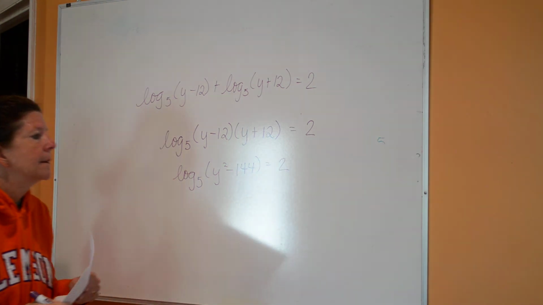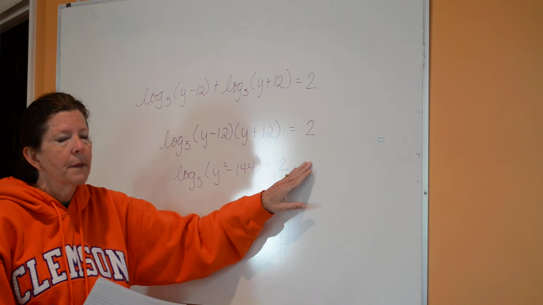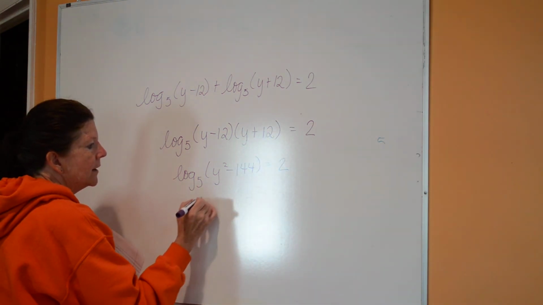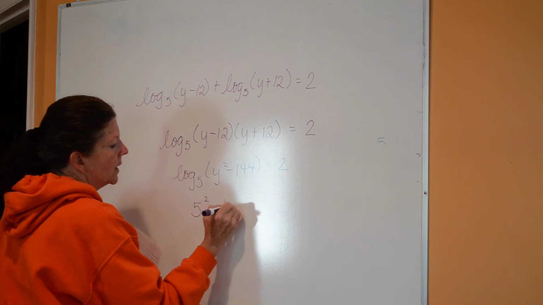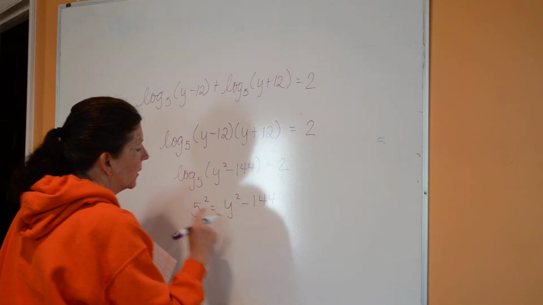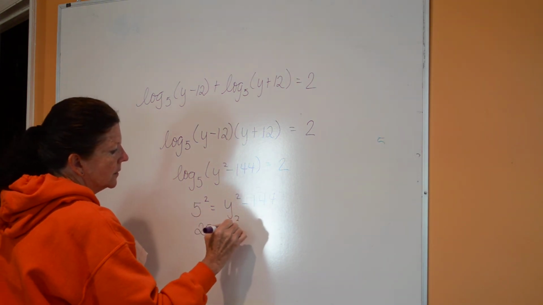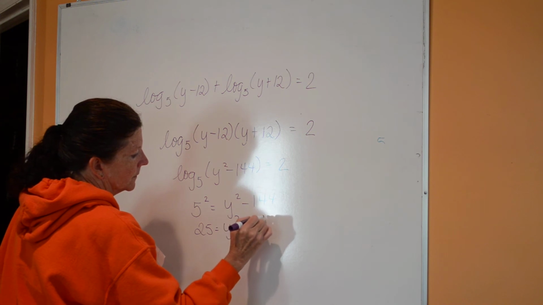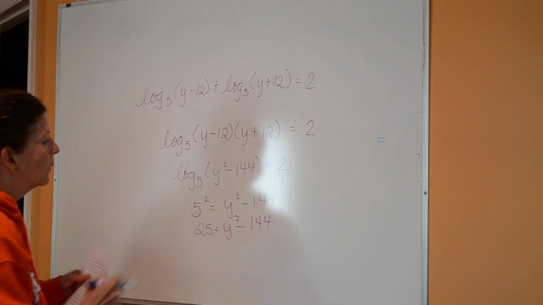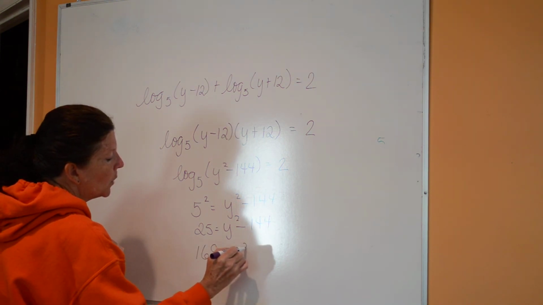So I get that. Now I've only got one logarithm left, no logarithm there, so I'm going to write it in exponential form. 5 to the 2nd power is equal to y squared minus 144. 5 squared is 25. So what I can do, if you want, is you can add the 144 to the other side, so I get 169 is equal to y squared.